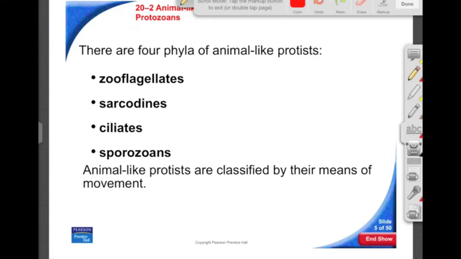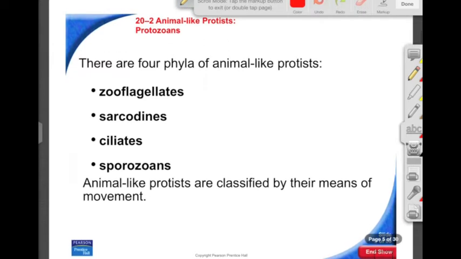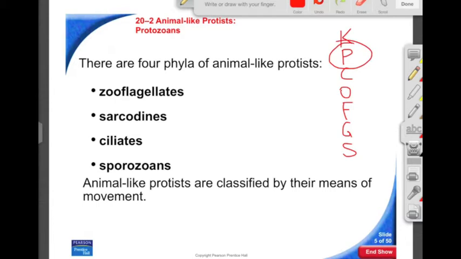So there's 4 major phyla. If it's Kingdom Protista, and if you recall, you've got Kingdom, Phylum, Class, Order, Family, Genus, Species. That's a mouthful. Kingdom, Phylum, Class, Order, Family, Genus, Species. We have to take the Kingdom Protista and break it down into its major groups.